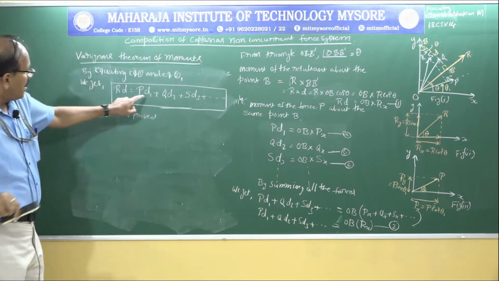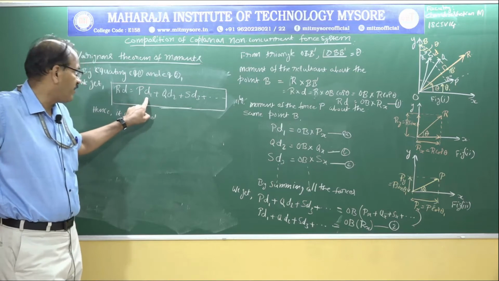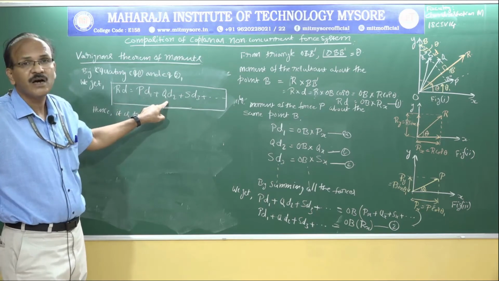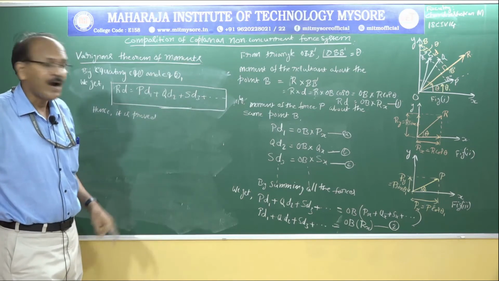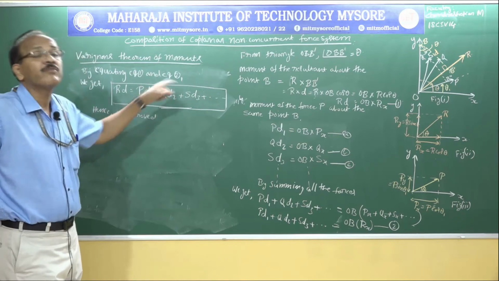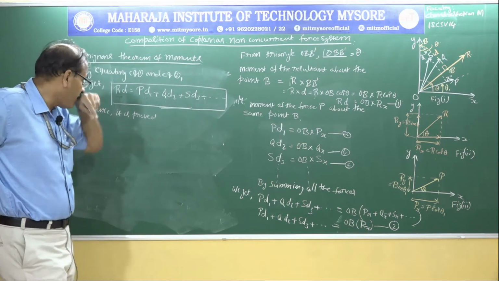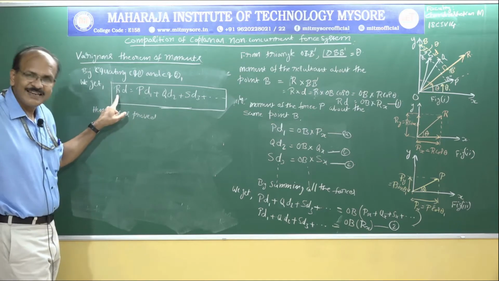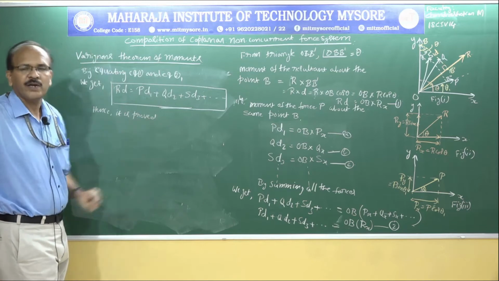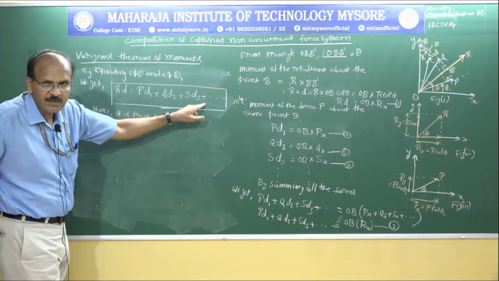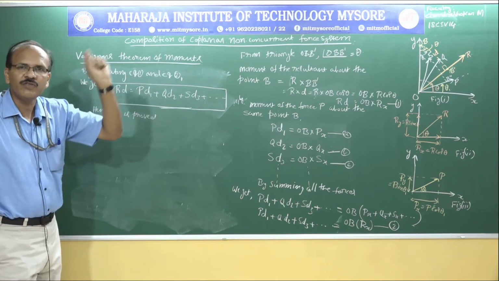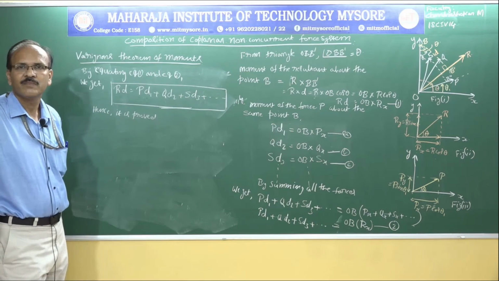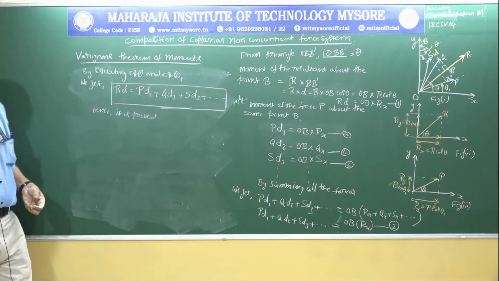What is this? This is the moment of the force P about the point B. This is the moment of the force Q about the same point B, and this is the moment of the resultant about the same point B. So what it means is, in a coplanar force system, the moment of the resultant about a point is equal to the algebraic sum of moments of all the individual forces in the same plane about the same point B. I hope this is clear. So let us solve a problem on this.